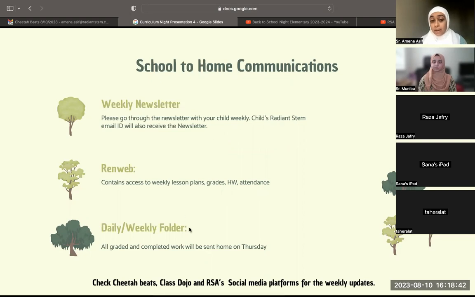We will also have a weekly folder that will be going home every Thursday. That will have all the graded assignments, classworks, and tests, including Arabic and Quran. And usually I like to send the weekly packet for math homework in the same folder, and that's what Sister Muniba is also going to do. We follow the same rules, and you can have the whole week with your child to complete the homework, and it's due by Wednesday. Children can send it Monday, Tuesday, or Wednesday, but Wednesday is the final day for turning in the math homework packet.